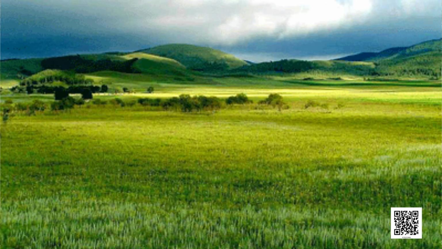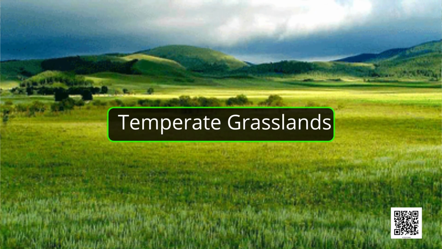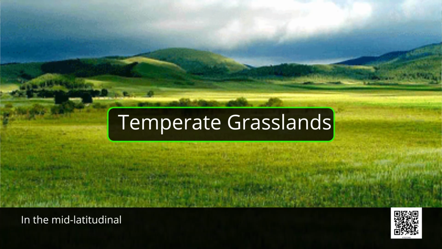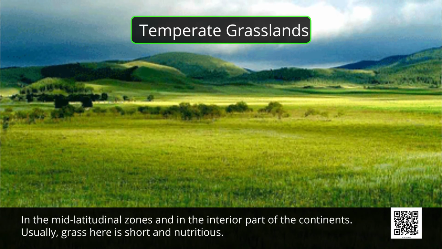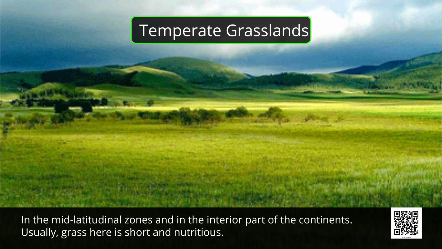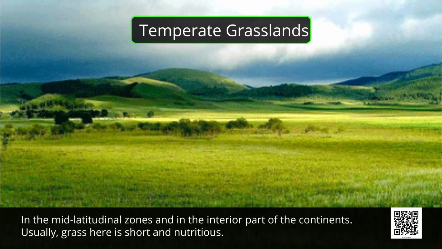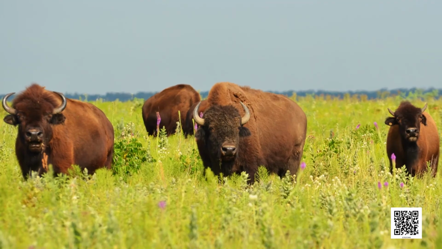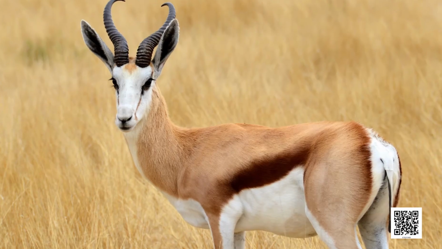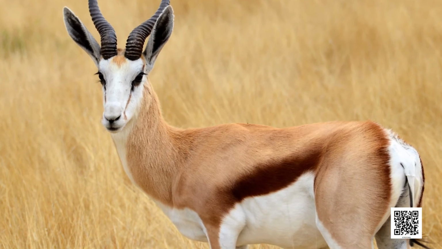Now, let's talk about temperate grasslands. Temperate grasslands are found in the mid-latitudinal zones and in the interior parts of the continents. Usually, grass here is short and nutritious. Wild buffaloes, bisons, and antelopes are common in the temperate region.